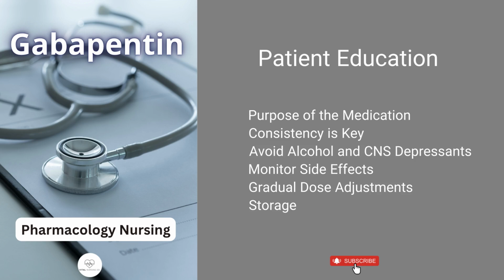Avoid alcohol and CNS depressants. Combining these with gabapentin can increase sedation and respiratory depression risk. Monitor side effects. Teach patients to report persistent dizziness, swelling, or mood changes. Gradual dose adjustments. Stress the importance of following the prescribed tapering schedule if discontinuing the medication. Storage. Keep gabapentin out of reach of children and store it at room temperature.